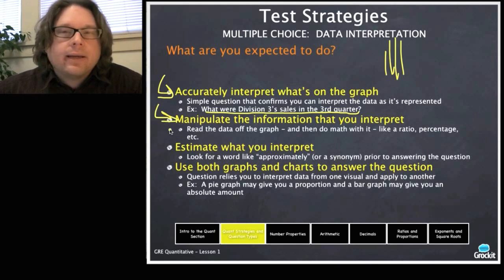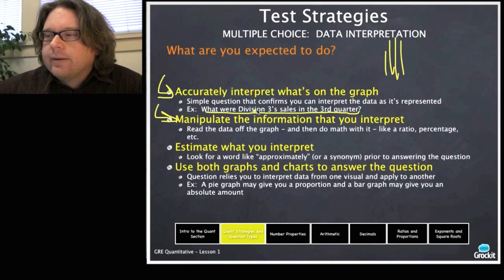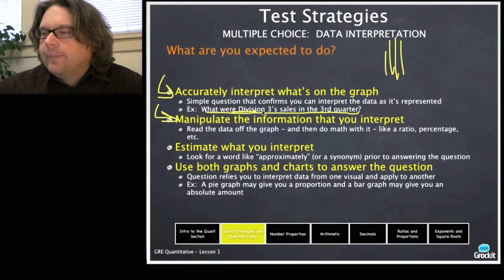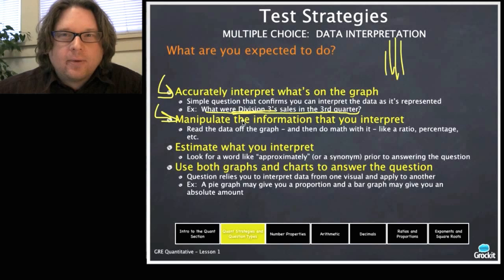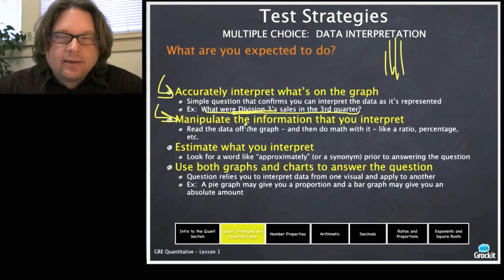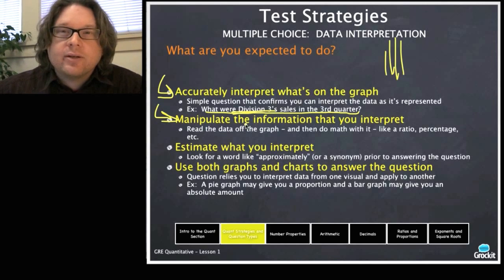Sometimes you'll be asked to manipulate the information on the graph. So you may be asked to do something about Division 3's sales in the third quarter, like compare it, or is half of Division 3's sales in the third quarter less than a quarter of Division 4's in the fourth? Where you'll have to do something with it.